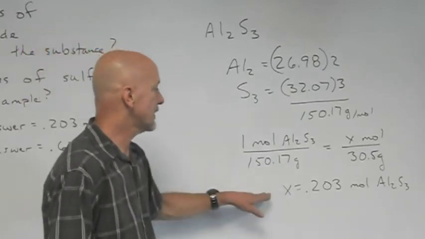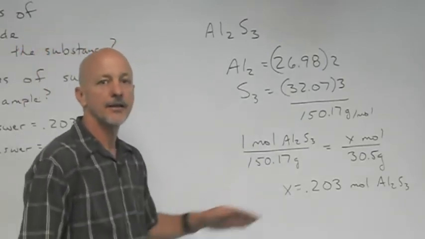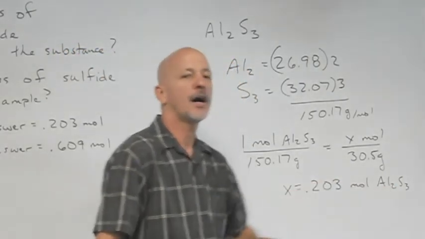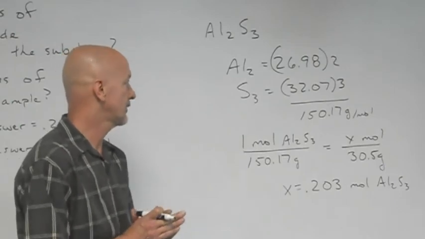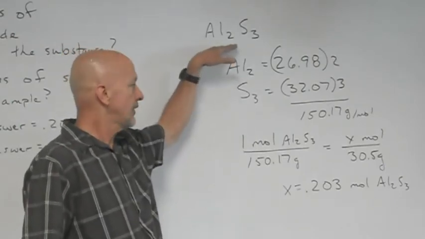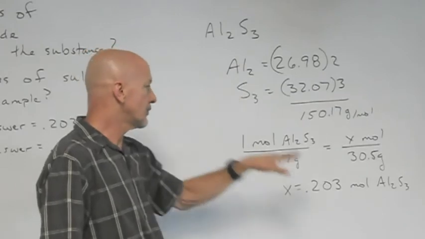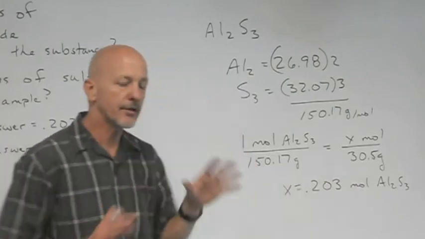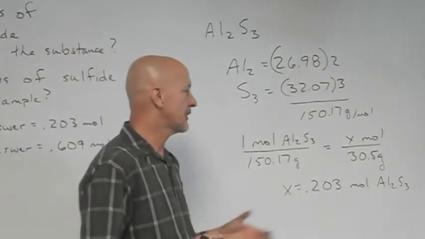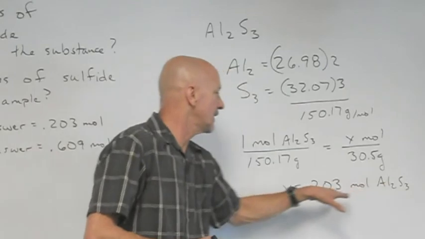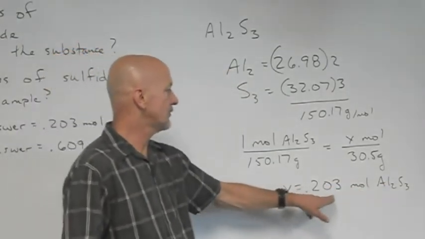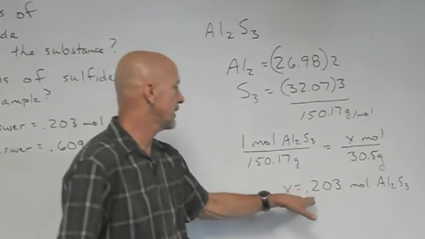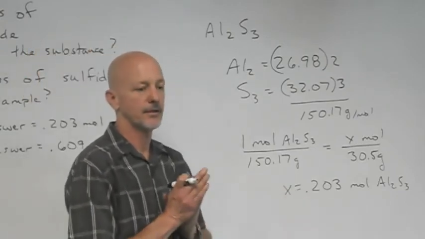Now the second part, part B, asked how many sulfide ions are in that actual substance? Well, in each compound, there are 3 sulfide ions. So if I have 0.203 moles of aluminum sulfide, and I break all that apart, what I will gather up is 3 times that number, or 0.609 moles of sulfide ions, to make 0.203 moles of aluminum sulfide.